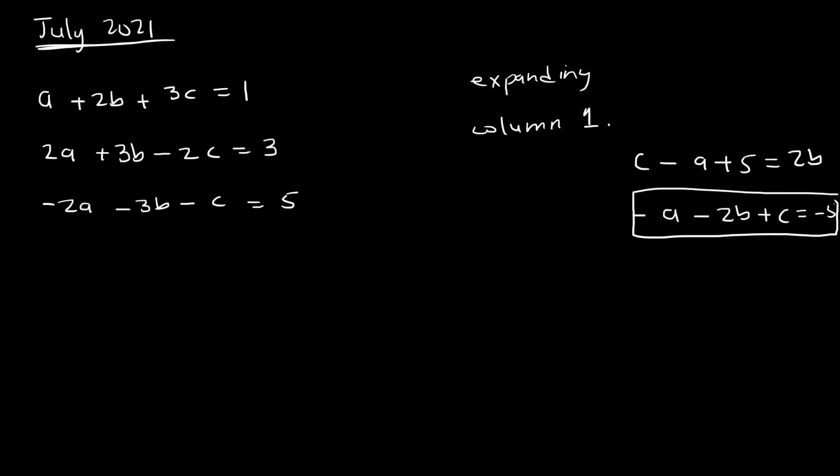Okay, then after that, you take the coefficients of your variables. So I have 1, 2, minus 2. I have 2, 3 and minus 3. I have 3, minus 2 and minus 1. You leave out the constants. We're only interested in the variables. Then don't forget to make your sign grid there.